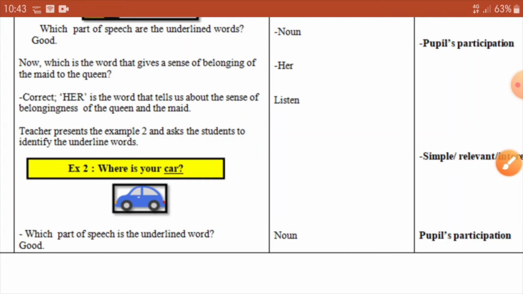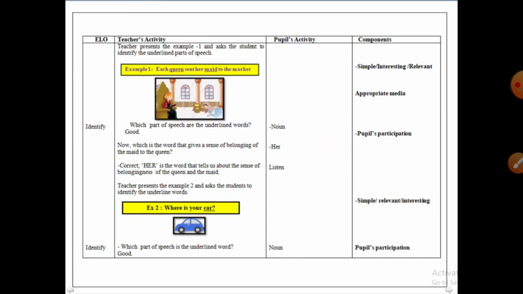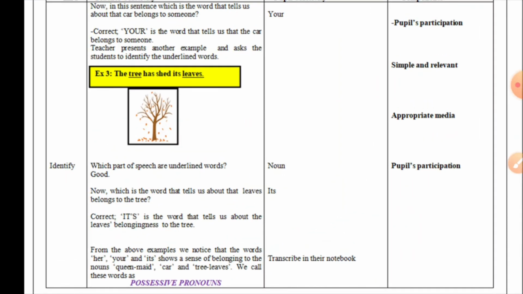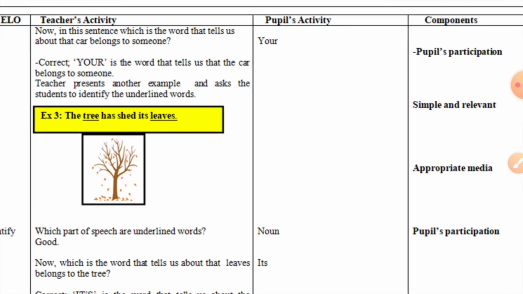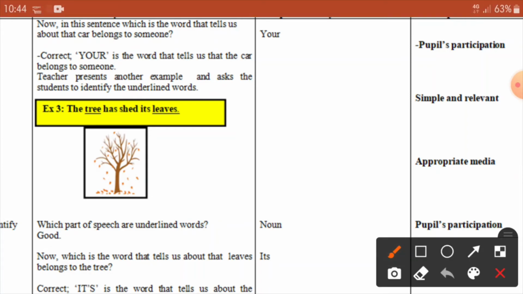Okay, so what we are seeing here, as you are presenting the example, in the same manner at the same time you are involving the students also. In the same example, next what happened? The teacher said, now in this sentence, which is the word that tells us about the car belonging to someone, right? Same way as I have done in the previous example, they said your is the word. So what you are doing is asking the questions of pupils' participation. Then correct. Your is the word that tells us that the car belongs to someone.